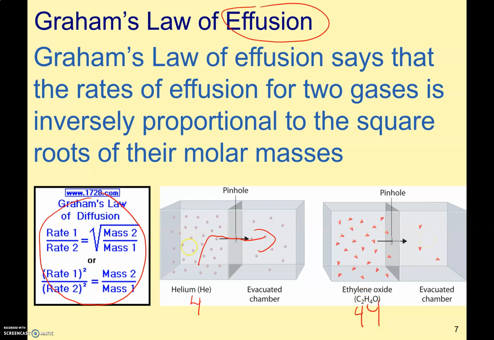So if you have the same amount of gas particles of helium in this side and the same amount of ethylene oxide on this side, and you let them effuse for the same amount of time, because the molar mass of helium is so much lighter, there'd be many, many more particles that have gotten through the hole than the number of particles that have gotten through the hole for ethylene oxide in the same amount of time, because it has a much heavier molar mass and moves much slower.